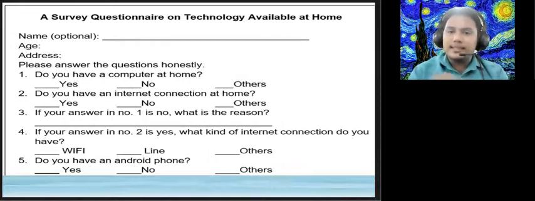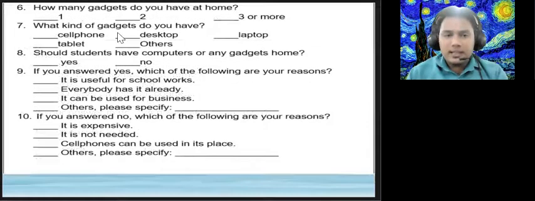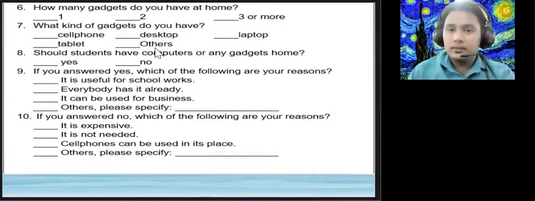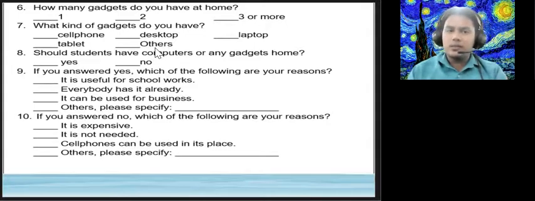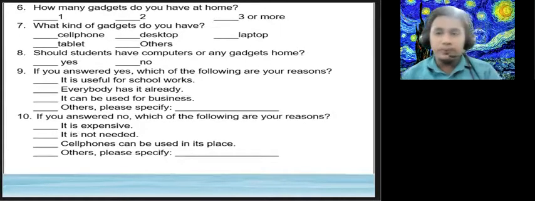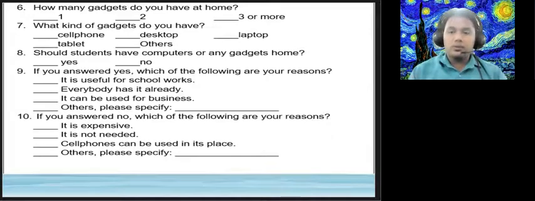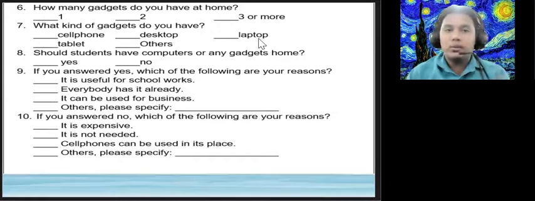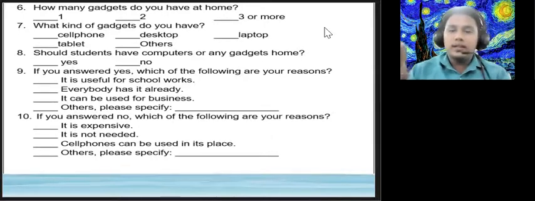Pwede kang gumawa ng checklist mo. So look at this example. Number 7, what kind of gadgets do you have? Cellphone, tablet, desktop, laptop, others. Doon na natin makikita ano ba yung mga gadgets na meron sila sa bahay. No need to ask if iPhone ba yan, anong klase ng cellphone yan. Hindi naman kailangan pa yun. Sabi lang, what are the gadgets available at home? Hindi naman kailangan yung branded. Yun lang yung topic mo, you must focus on that. How many gadgets do you have at home? One, two, or three or more. So it will be retained. Maganda yung tanong. One, check. Two, check. Three or more, check.